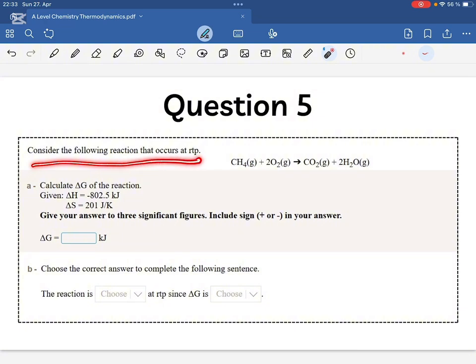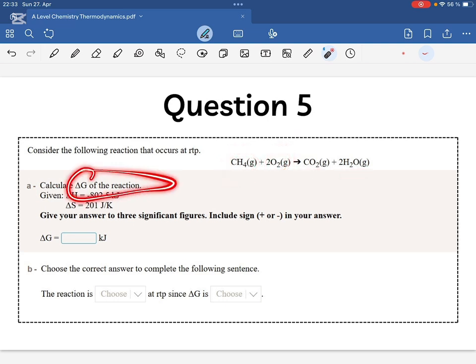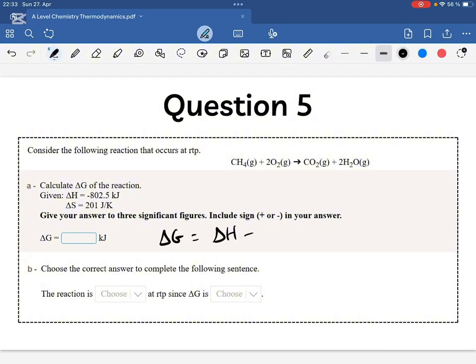Consider the following reaction that occurs at RTP, which is room temperature and pressure. We have methane reacting with oxygen to give carbon dioxide and water vapor. They said calculate delta G of this reaction, and the unit should be in kilojoules. So the formula for delta G is delta G equals delta H minus T delta S, and the temperature should be in Kelvin.